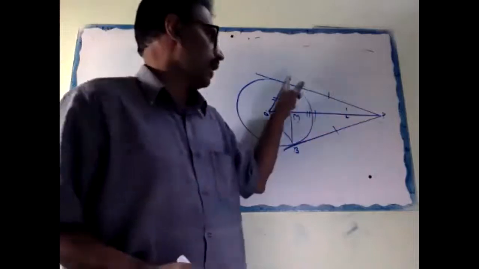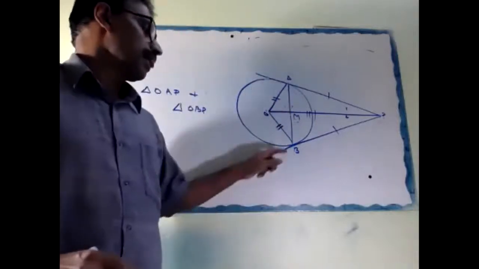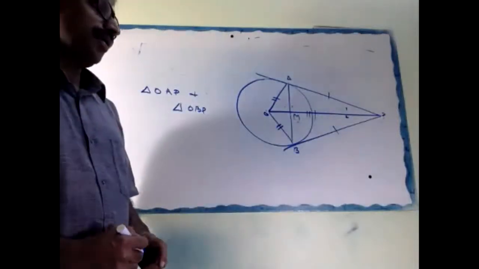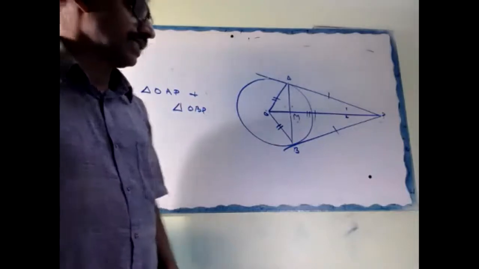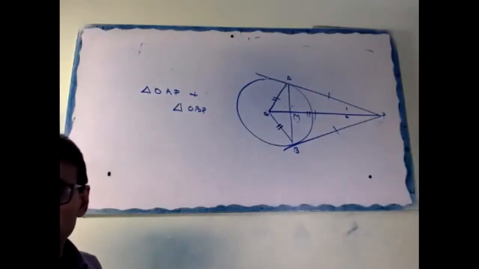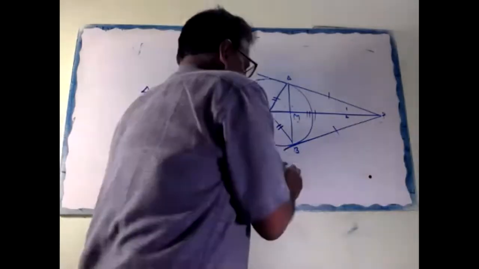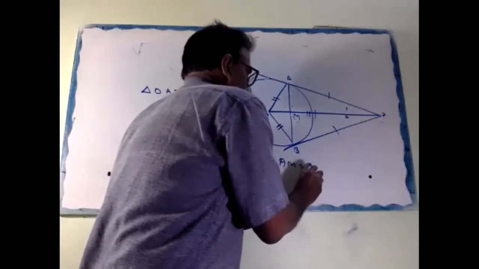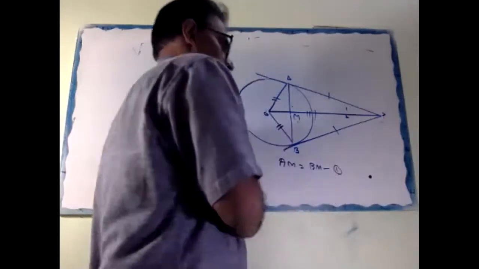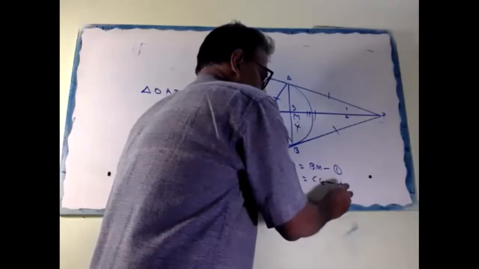After that, in triangle APM and BPM, PA equal to PB, tangents from an external point are equal. Angle 1 equal to angle 2, proved. PM equal to PM, common. Therefore, triangle APM is congruent to BPM by SAS congruency. Hence, AM equal to BM, number 1, CPCT. Angle 3 equal to angle 4, number 2, CPCT.